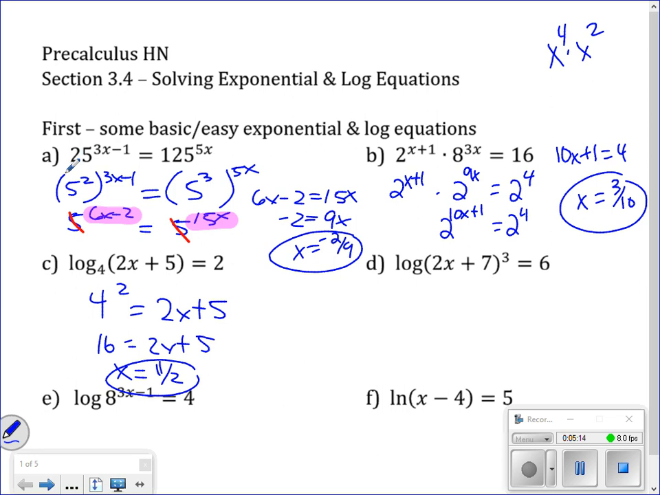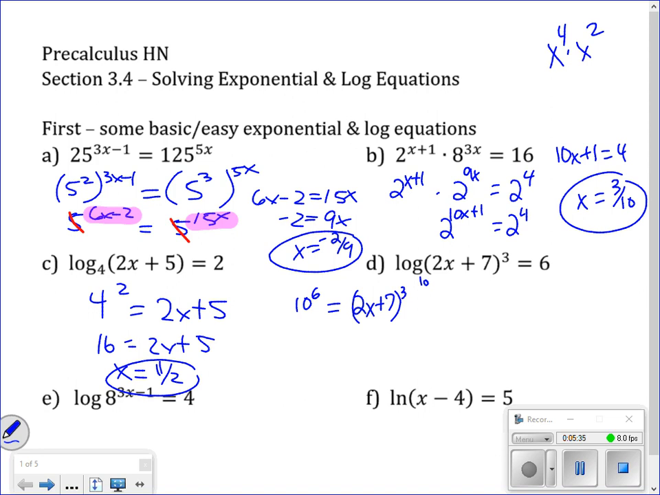What base log is this? 10. So I would say to myself, this is 10 to the 6th. So 10 to the 6th, that's 1 million, has to equal what number? Or what part? Or what thing? Right, 2x plus 7 to the 3rd. Okay, that's fine. You don't have to write a million because let's say you don't have your calculator around.